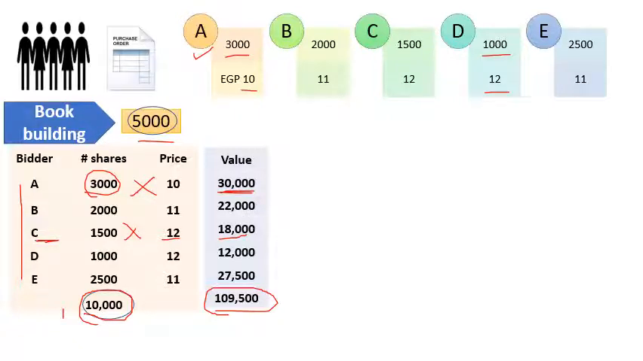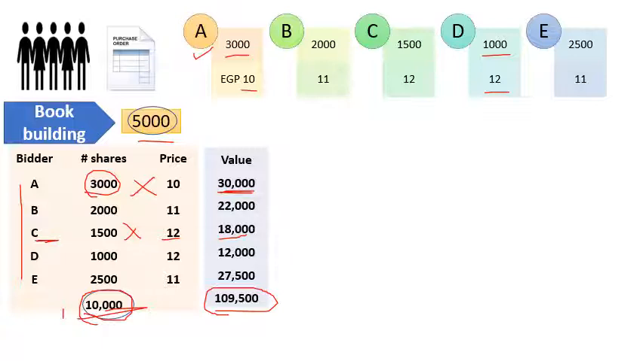In our case, the total number of shares requested by the five investors is 10,000 shares, while the company wants to sell 5,000 shares. So it is good news for the investment bank and for the company, and this IPO seems to be successful. So the second step is to find the final stock price at which the shares will be allocated to investors.